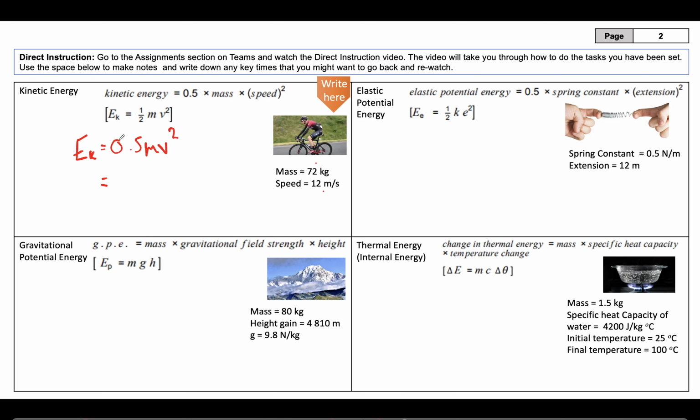You can either use the 0.5, that makes it a little bit easier, or you could use the half symbol like they do up here. So that was 0.5 times by the mass of the cyclist, which was 72, times by the speed of the cyclist, which was 12, and that needs to be squared. So again, you get given the mass, you get given the speed, pop it into this equation, and it's super straightforward. I'll type that into my calculator as quick as I can.